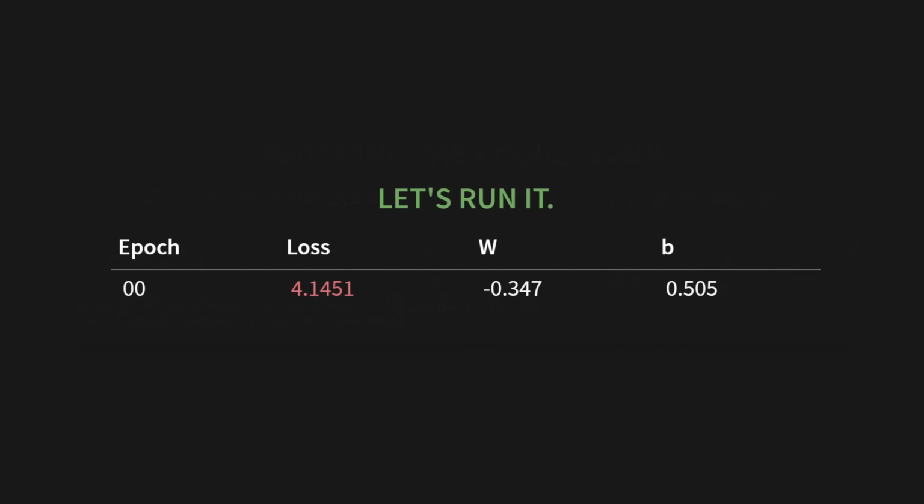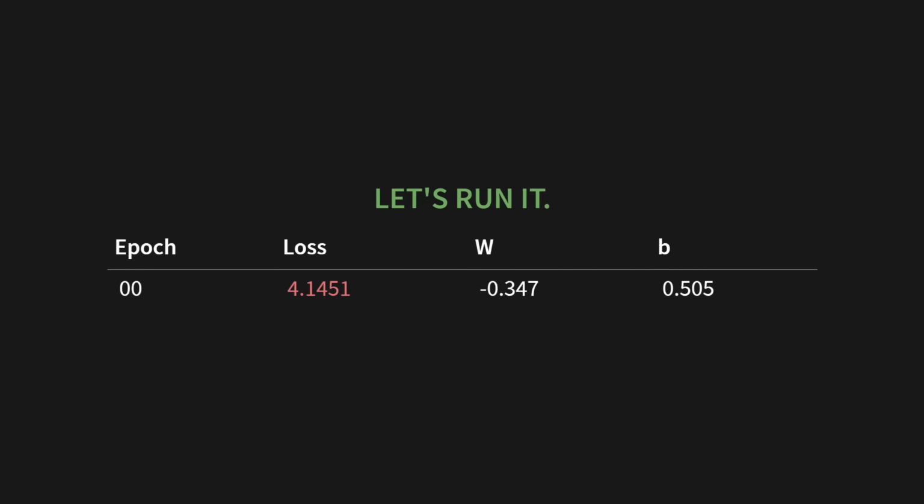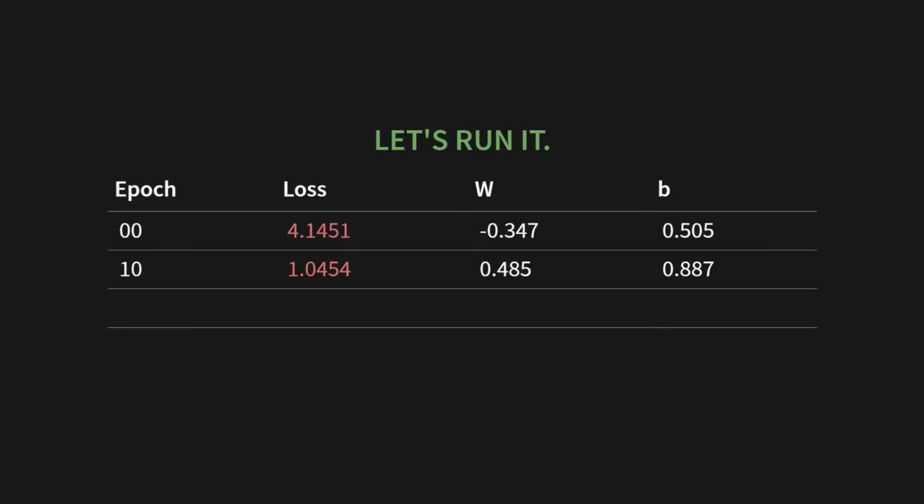Look at this table. At epoch 0, our loss is a pretty high 4.1451. Our initial random guess for W is way off, at negative 0.347. And B is at 0.505. Now watch. After just 10 epochs, the loss has plummeted to 1.04. W has already become positive.